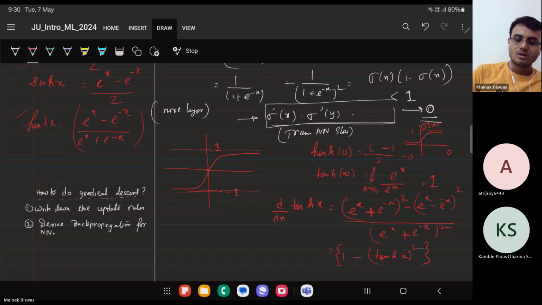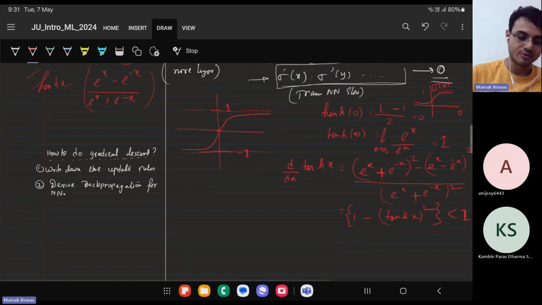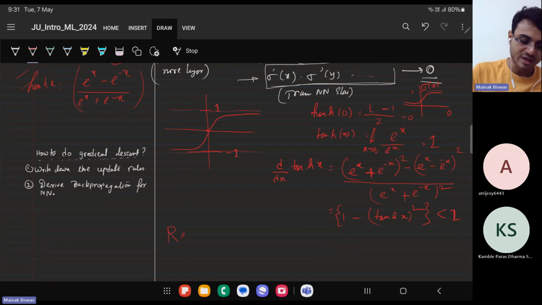Yes. So this is also less than 1. So again, I cannot use it because it will become very, very slow, and we'll see why low gradients are a bad problem for neural networks. But therefore, people recently came up with this activation function called rectified linear unit, or ReLU.